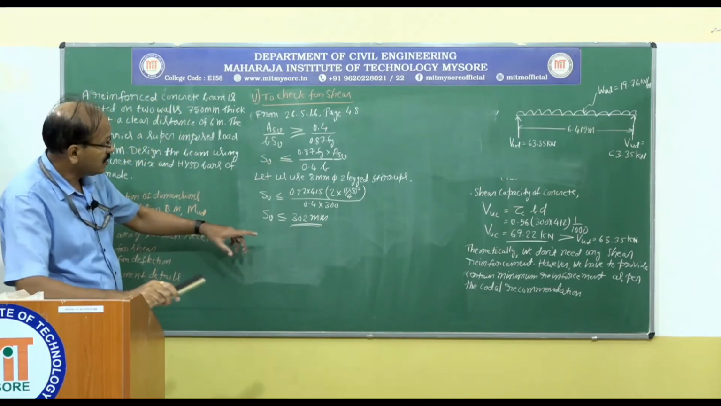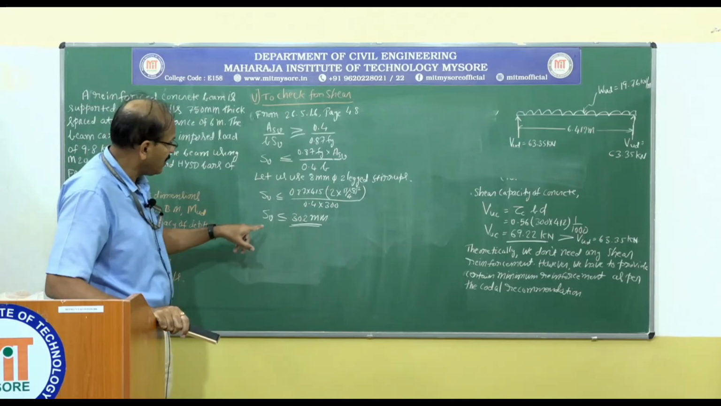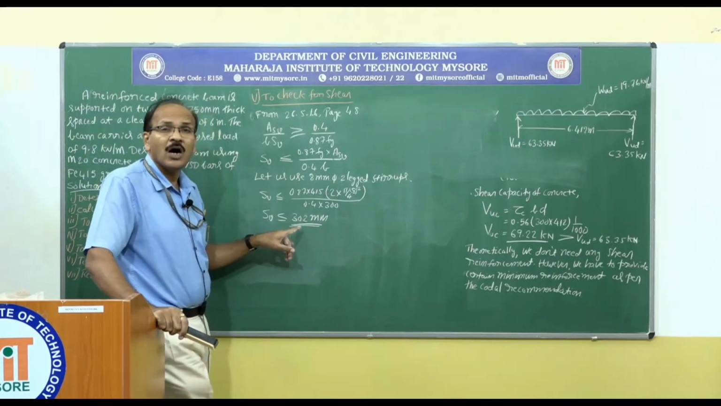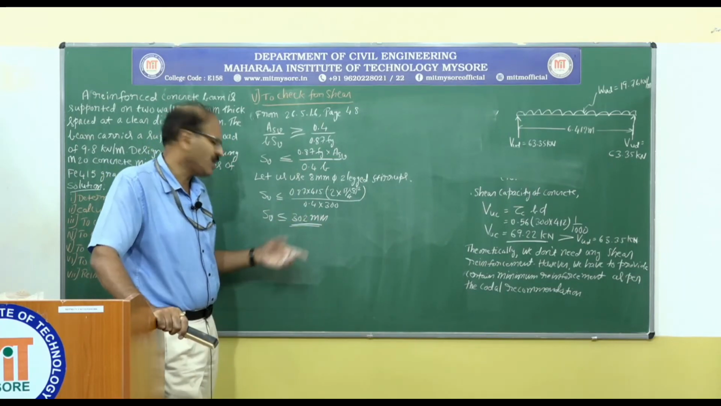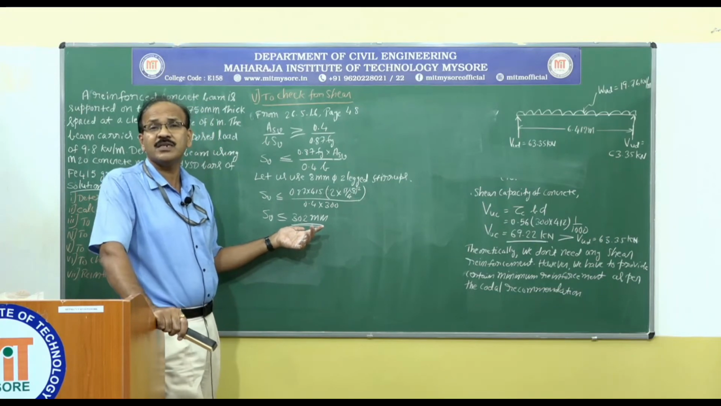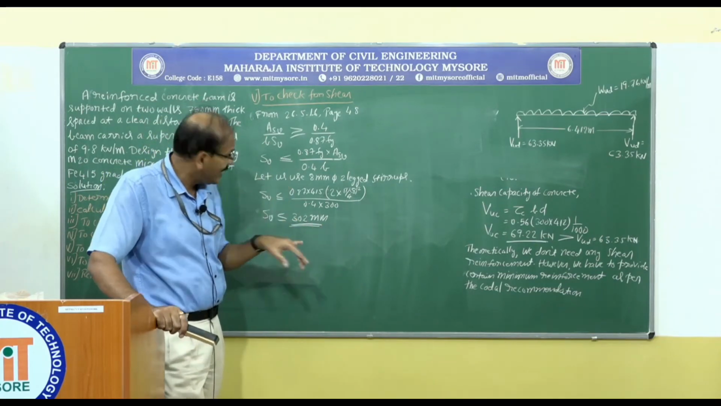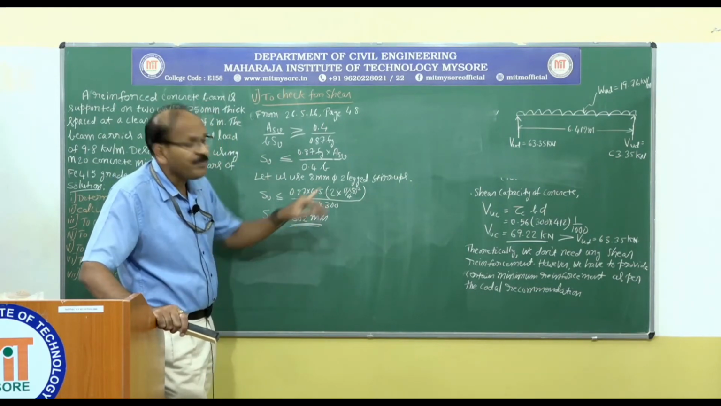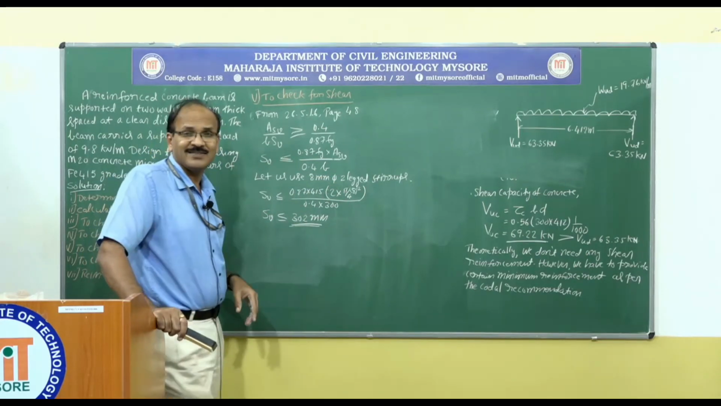What it says is we have to provide the shear reinforcement in such a way that the spacing should be less than or at most equal to 302 millimeter. So if you want, you can provide 300 millimeter center to center or 275 millimeter center to center, 290, anything below this value. Okay, but not beyond 302.